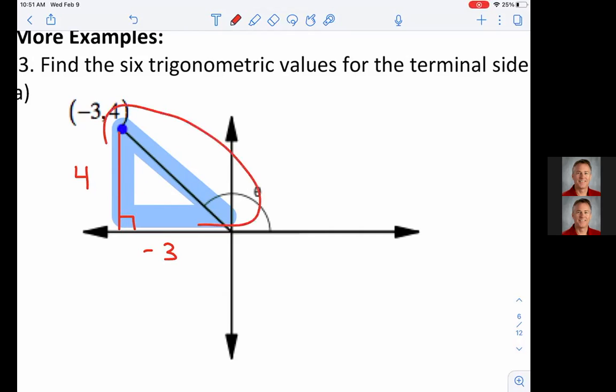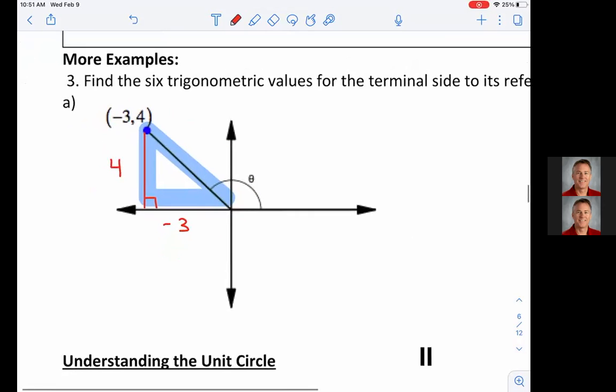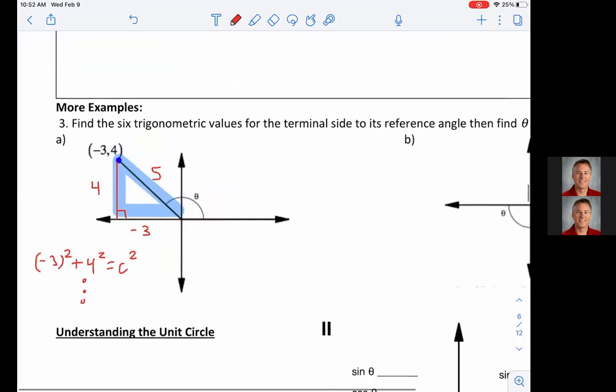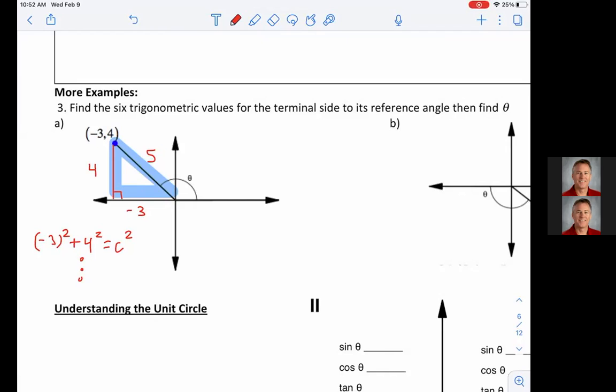So now I want to find the hypotenuse. So I could do a little a squared plus b squared equals c squared. Or maybe I'm lucky enough to remember that is a 3, 4, 5 triangle. Okay, if we did this arithmetic here, we would get c equal to 5. So I want to find the six trig functions for this.